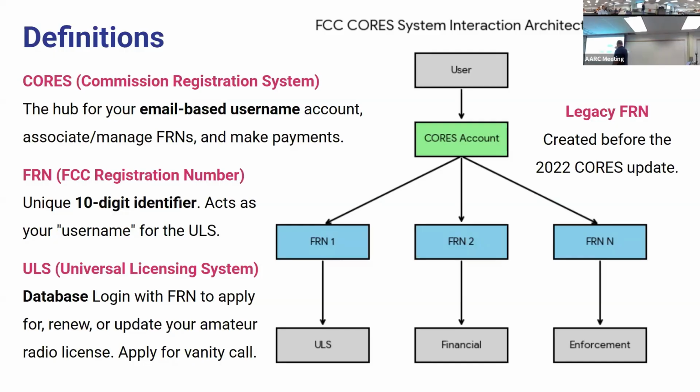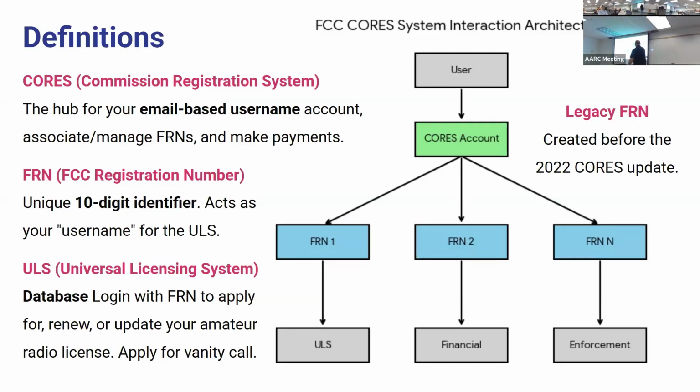So CORS is email. When you work with the Universal Licensing System, ULS, you use your 10-digit FRN number for your username. Now, the good news is the password you set up here, if you associate your FRN with your CORS account, which you will know how to do by the end of this presentation, is the same password you use with the ULS.